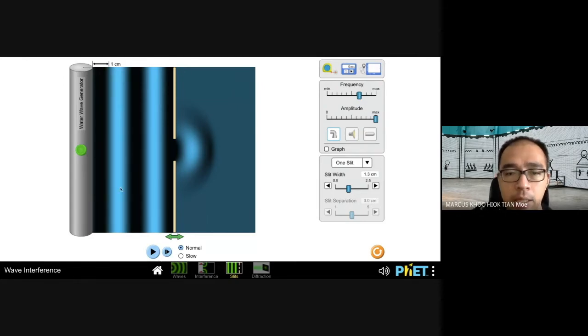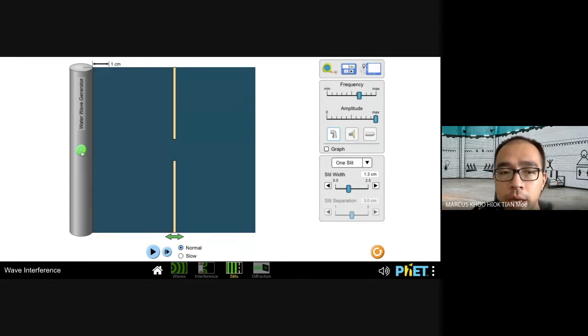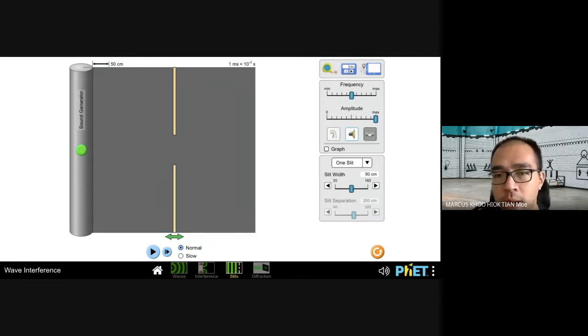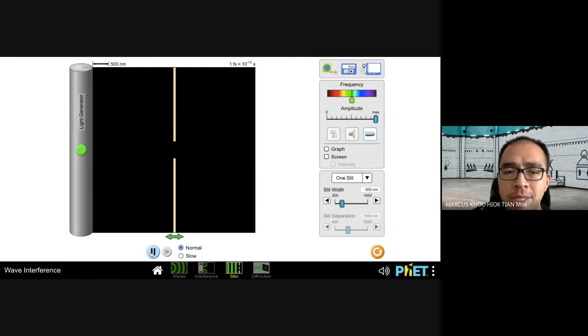Okay, hold on, let me reset everything. Once you finish everything, you can also explore the usage of sound if you want, and also the usage of light. But basically, it's the same.